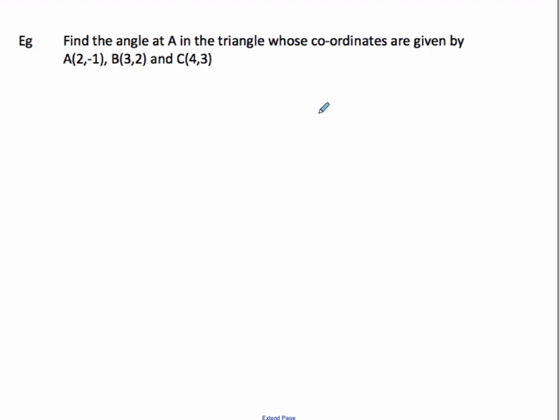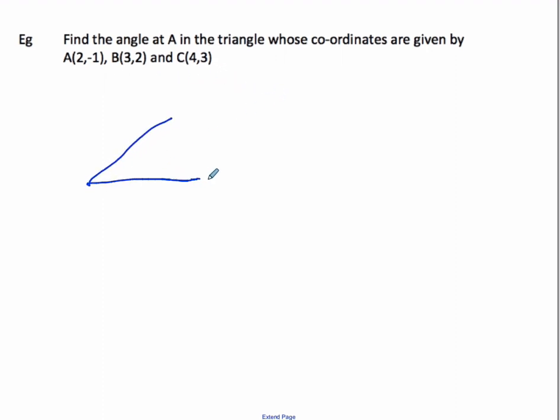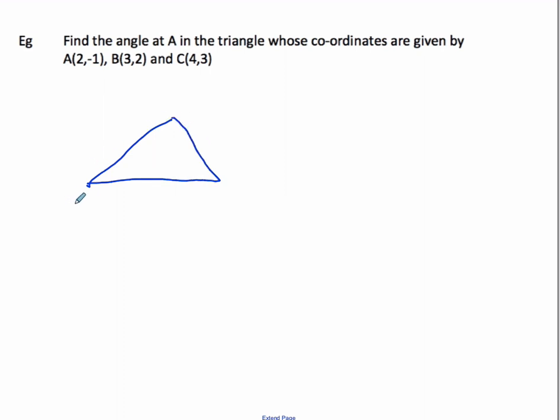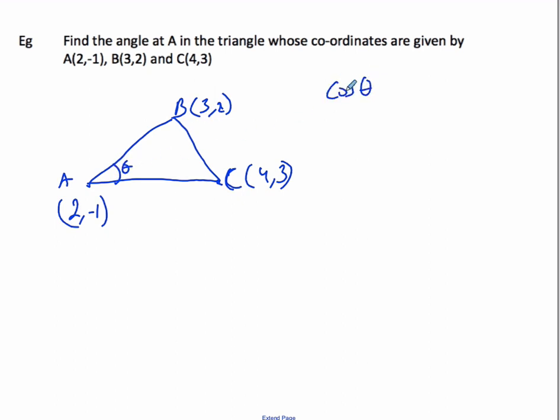Find the angle at A in the triangle whose coordinates are given by these. Okay, so let's set it up. Here's A is 2, negative 1. B is 3, 2. And C is 4, 3. So we want to get this angle right here.